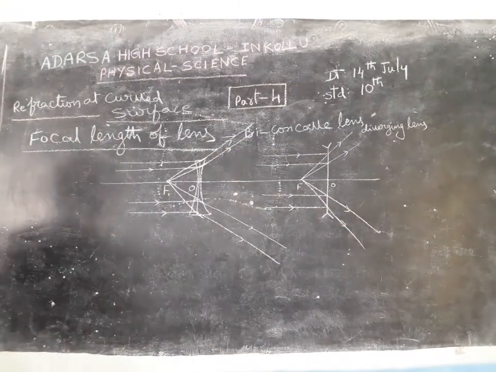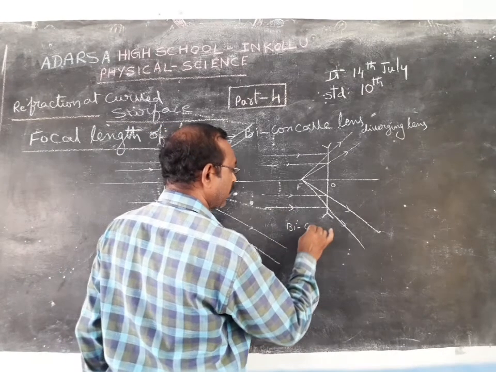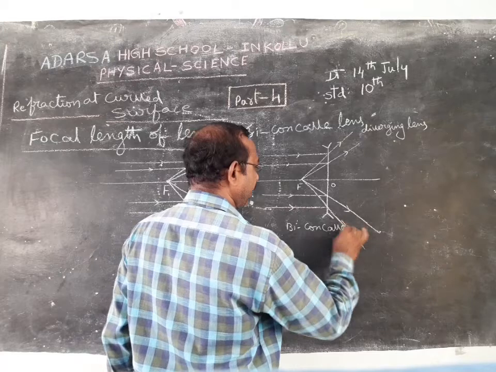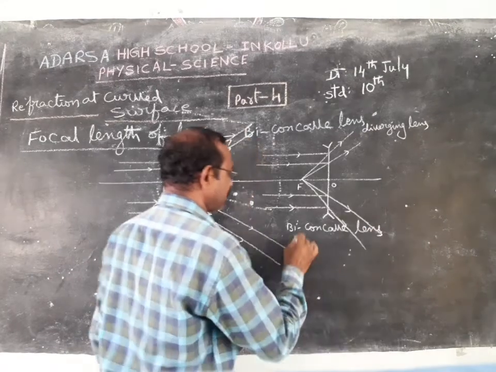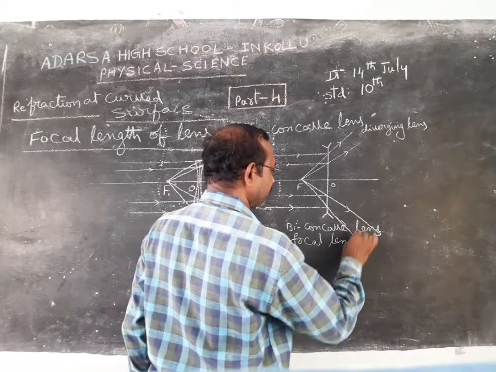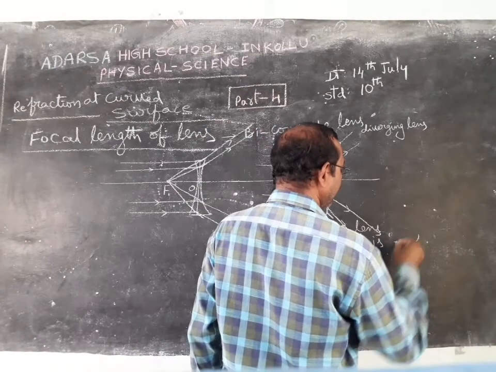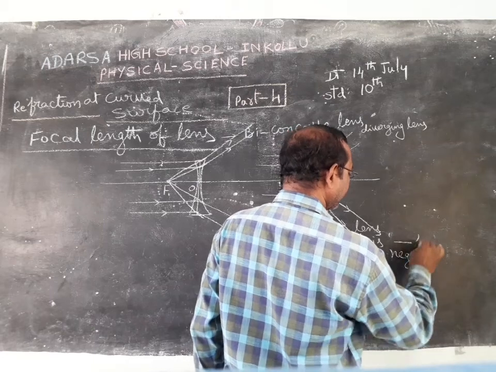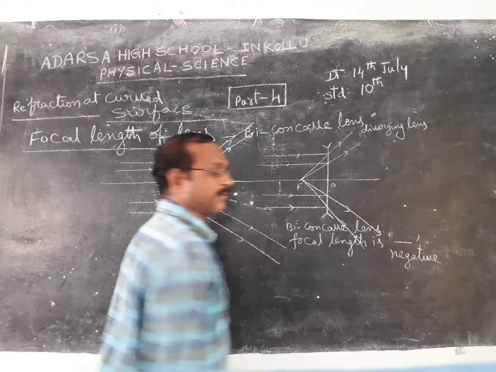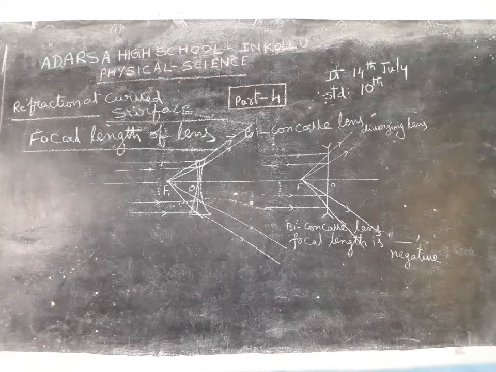So for the biconcave lens, the focal length is negative. That's all. So here we have to write like this also. You see the definition also like that.